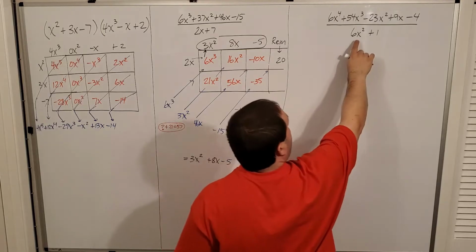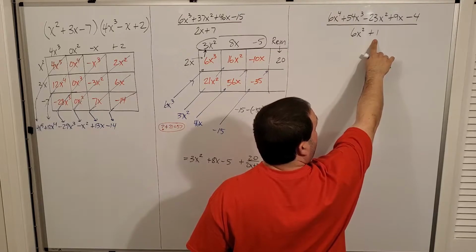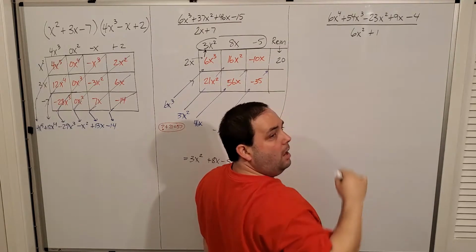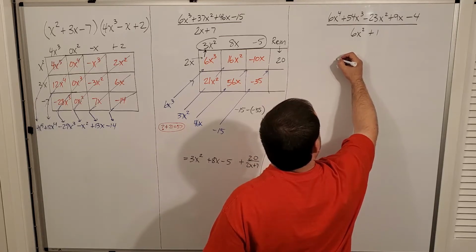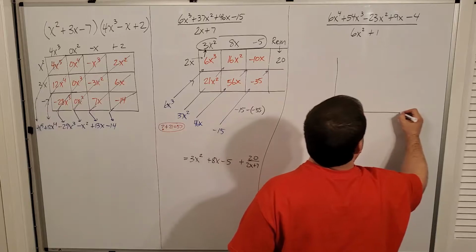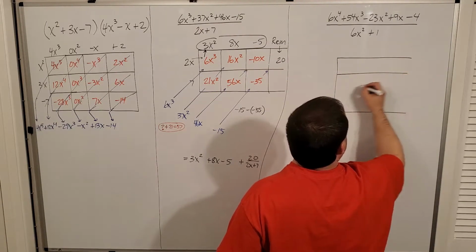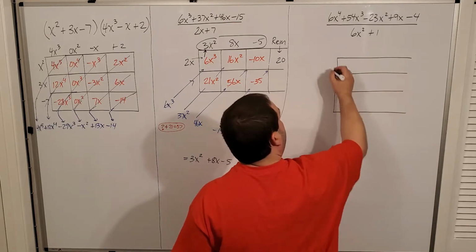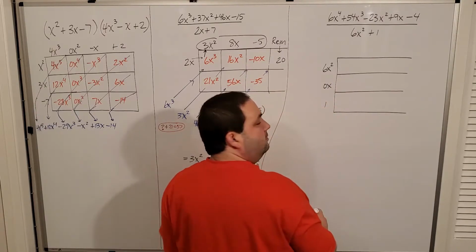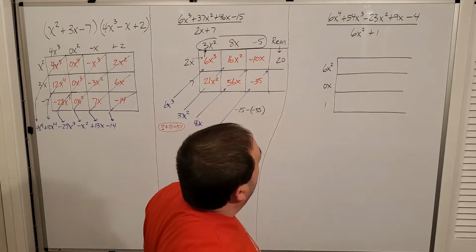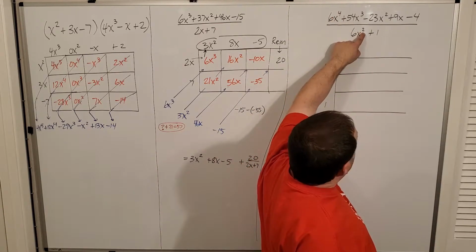Okay, so I'm noticing in the denominator that I have 6x squared plus 1. Now remember, I have to remind myself, wait a minute, I'm missing a power. So I know that when I'm setting up my chart, I'm going to need 3 rows. Because I'm going to need a 6x squared, I'm going to need a 0x, and I'm going to need a 1. Right? Okay.